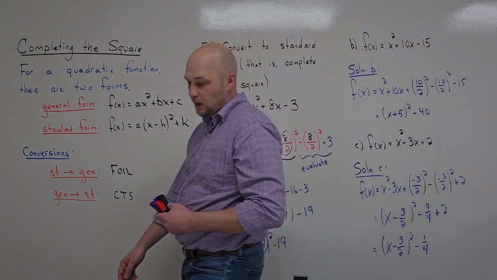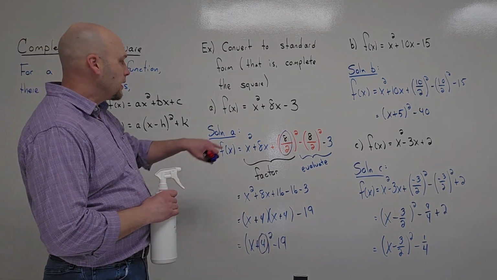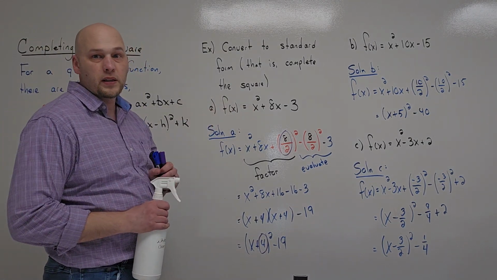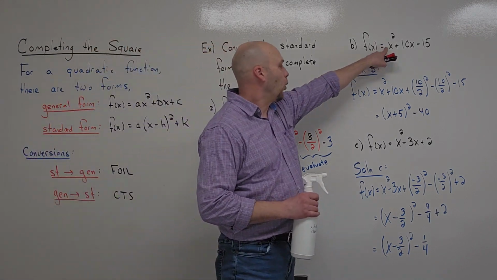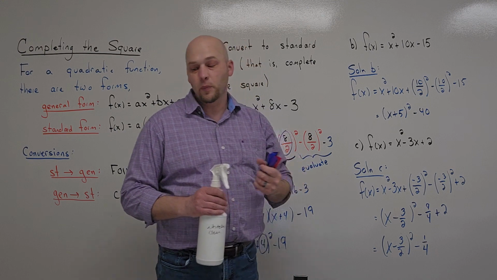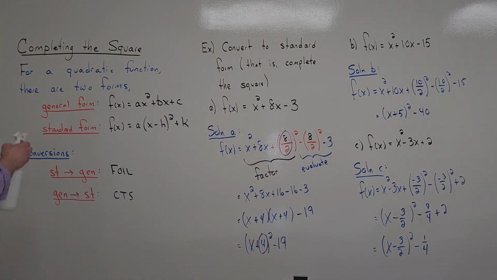All right. Last thing that I want to take a look at is what happens if the number in front of x squared is not a 1. So notice the coefficient here is a 1, coefficient here is a 1, coefficient here is a 1. Completing the square will only work if the leading coefficient is a 1. Therefore, let's see what happens if it's not.